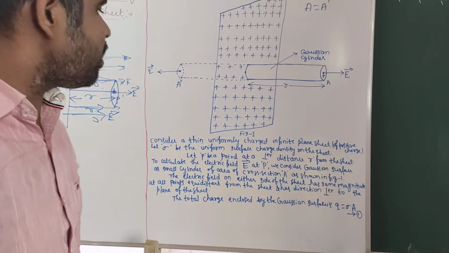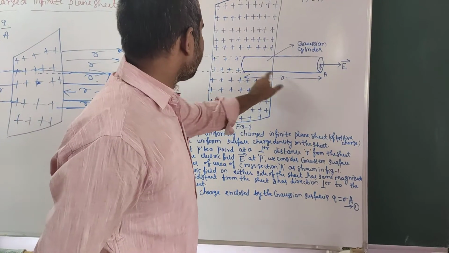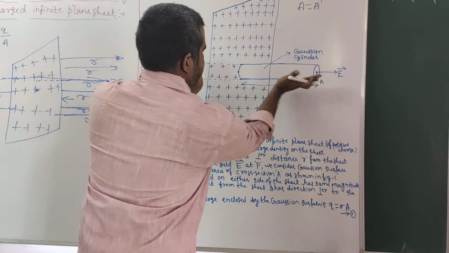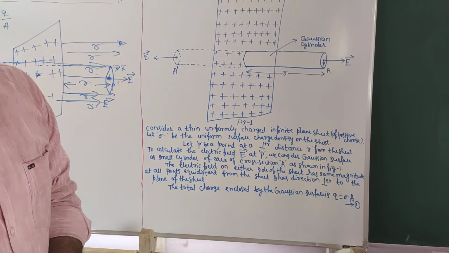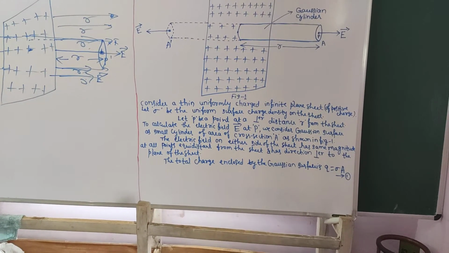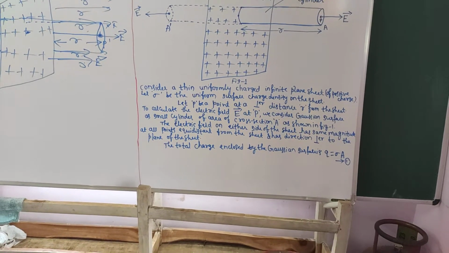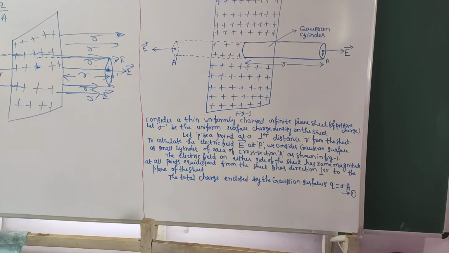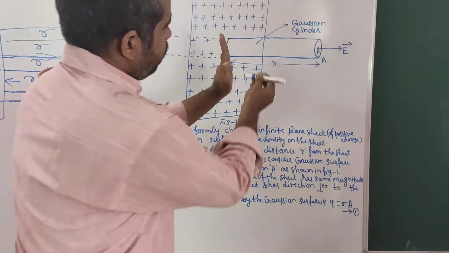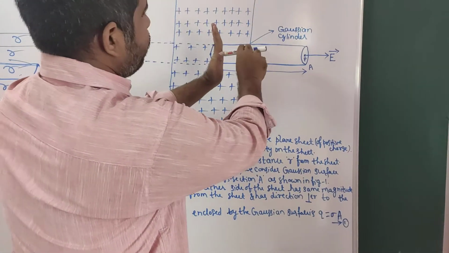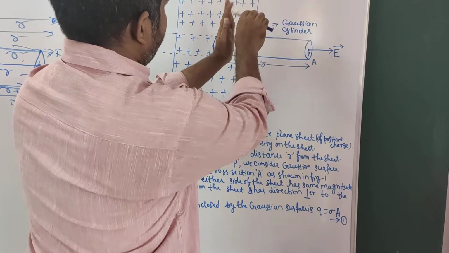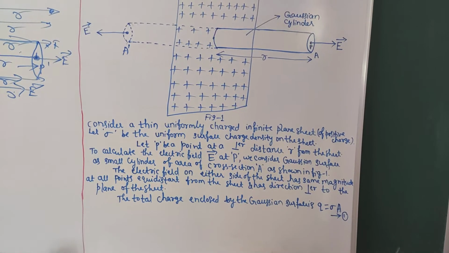The electric field on either side of the sheet has the same magnitude, because whatever R you take here, it is the same here. R is the same. That's why the magnitude of electric field is the same. The electric field on either side of the sheet has the same magnitude at all points equidistant from the sheet, and its direction is perpendicular to the plane of the sheet. This is R, here is also R, so the magnitude of electric field is the same.